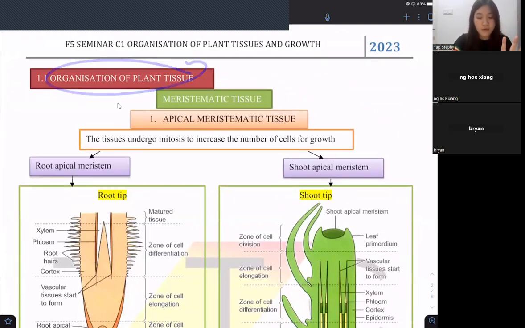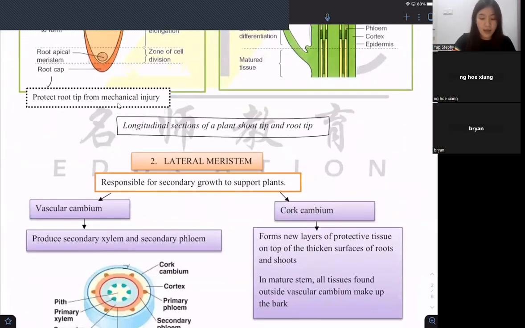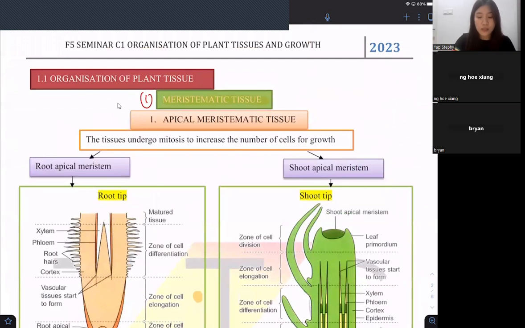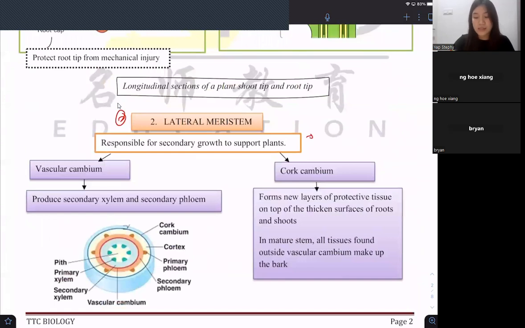tissue. Plant tissue we can differentiate into 2 types. The first one is the meristematic tissue, and the second one is the permanent tissue. Okay, now I believe that you still remember. For the meristematic tissue, we have the apical meristematic tissue. Apical means to increase the length of the plant. And the lateral meristematic tissue helps to increase the diameter of the plant. This means the thickness.